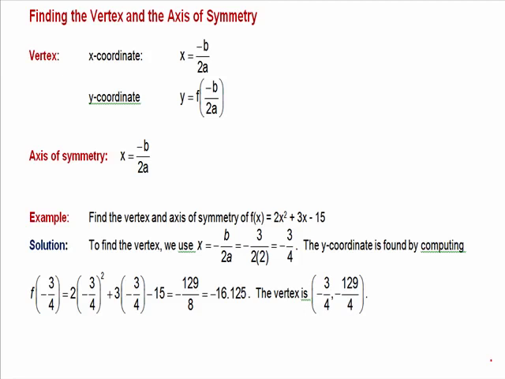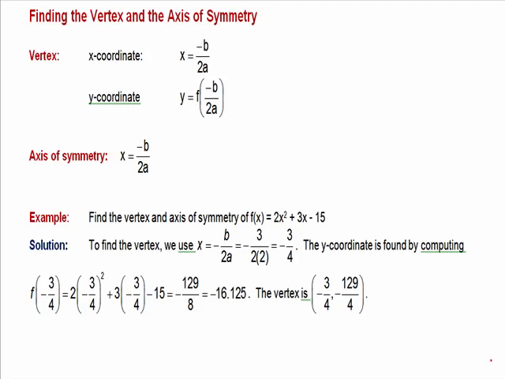Well, let's take a look at an example. Suppose I'd like to find the vertex and the axis of symmetry of the function f of x is 2x squared plus 3x minus 15. This particular problem would be a bear if I wanted to complete the square. I'd have all kinds of fractions. It just would not be pleasant to do. So let's just find the vertex using our formula.